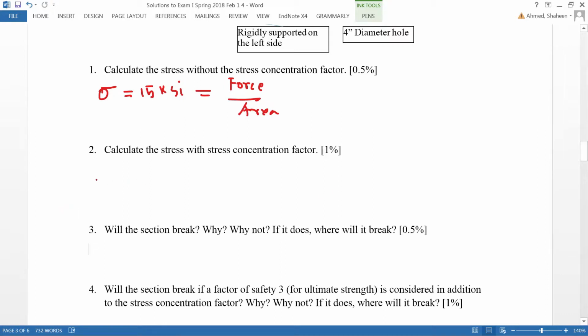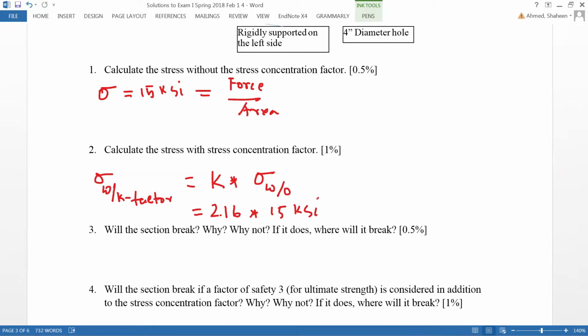The formula for stress with the stress concentration factor, or K factor, would be the K value times the stress without the stress concentration factor, which you already calculated. So we have calculated the K factor 2.165 times the stress without the stress concentration factor. So 15 times 2.165, I get approximately 32.5. So that is 32.5 ksi, 1000 pounds per square inch.